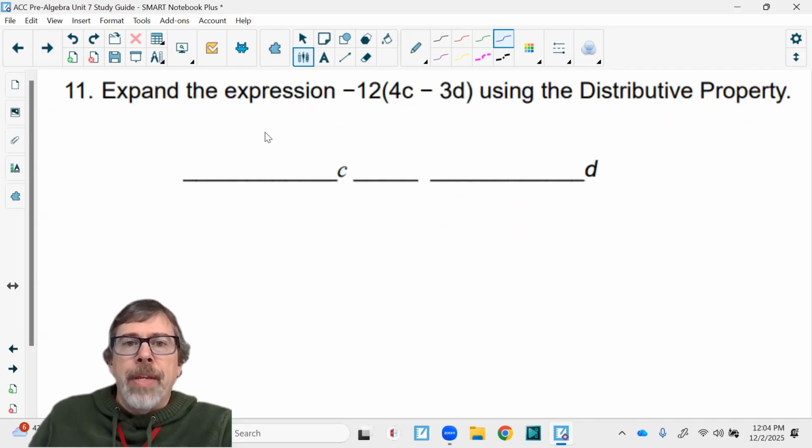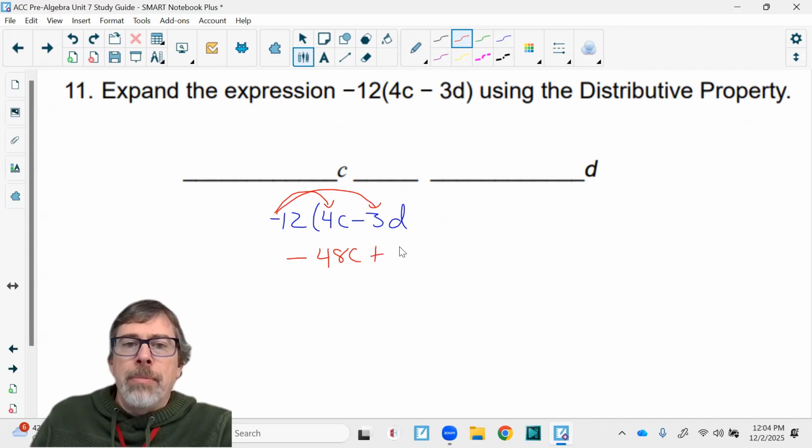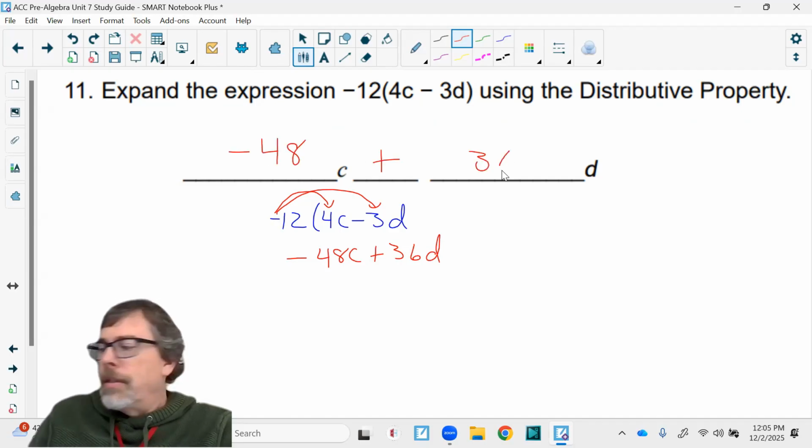Okay, number 11. Expand means to distribute. -12 times 4c minus 3d. All right, whenever I do this, I always focus on the signs first. Negative times a positive is negative. 12 times 4 is 48c. A negative times a negative is positive. 12 times 3 is 36d. And we're done. -48c plus 36d.